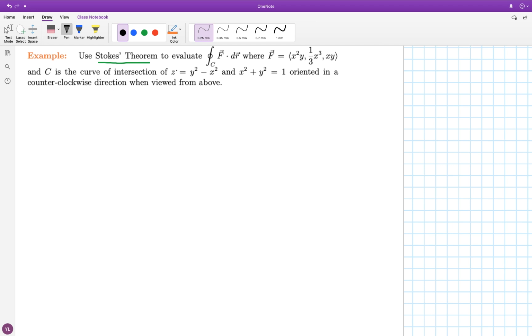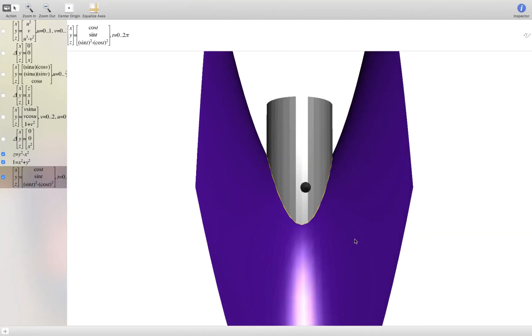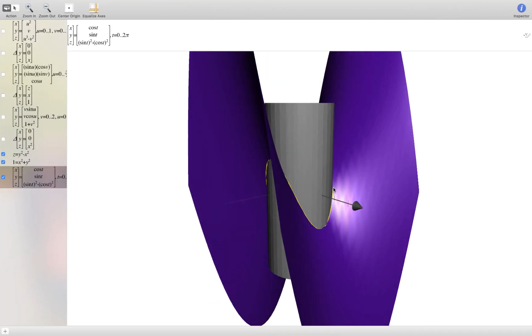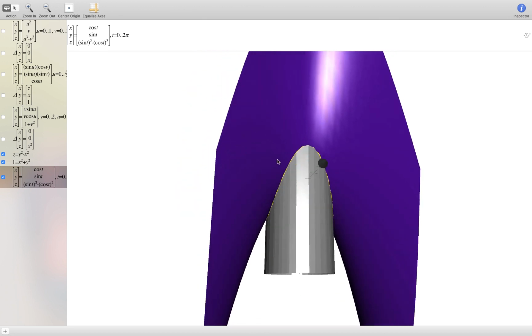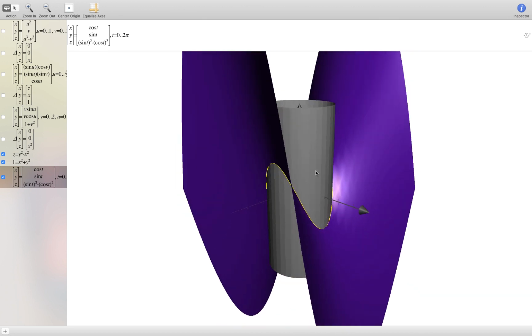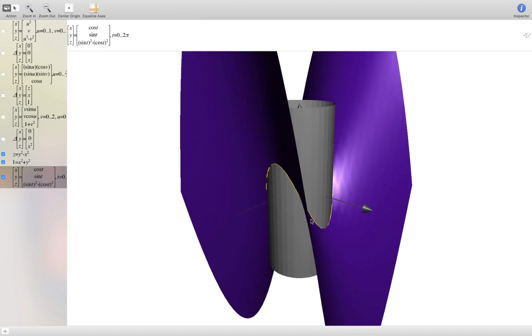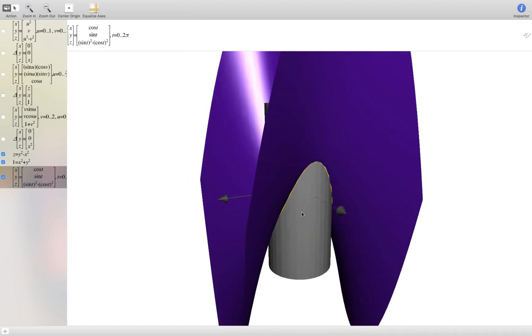So I've got this, I guess, is a hyperbolic paraboloid. This is a cylinder. I went ahead and graphed these things so that I could get a sense for what the curve looks like. So the cylinder is the gray bit, and then the purple is the hyperbolic paraboloid. And you can see the curve here, it's going up and down around the cylinder like that.